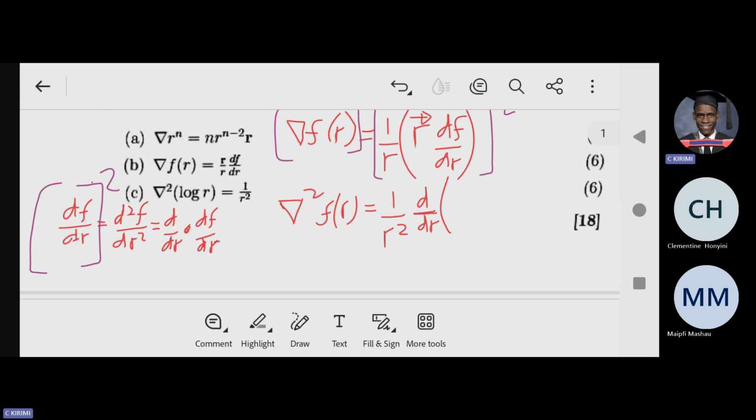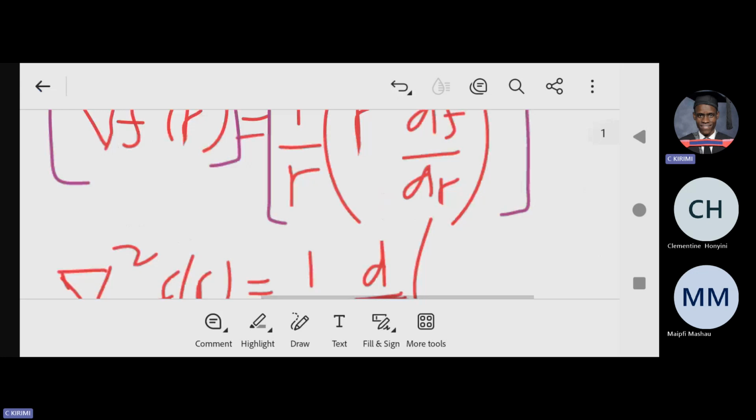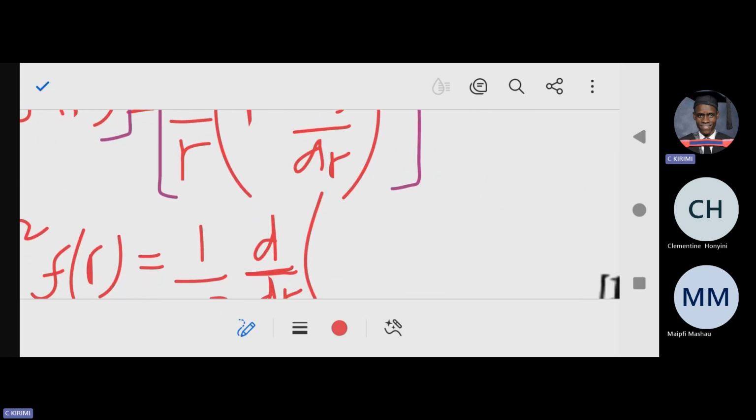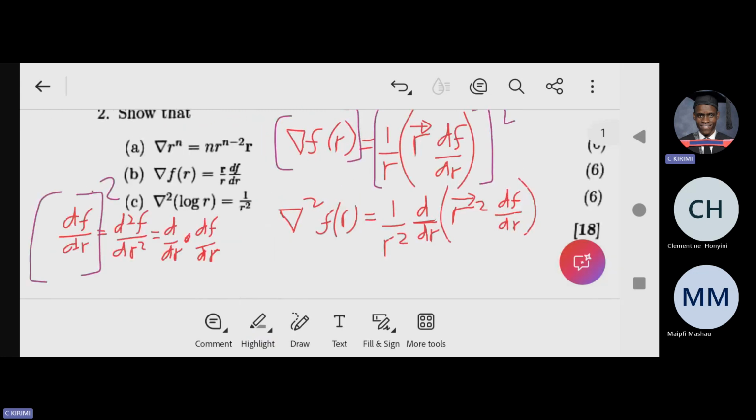But what is that r as a vector which has been squared? So that r is a vector. We are going to square it. It's going to be r squared. Then we know it's a vector, and then df/dr. Then you close the bracket. That is the squaring part, when I square that grad f.